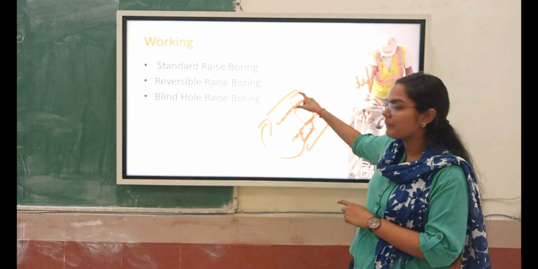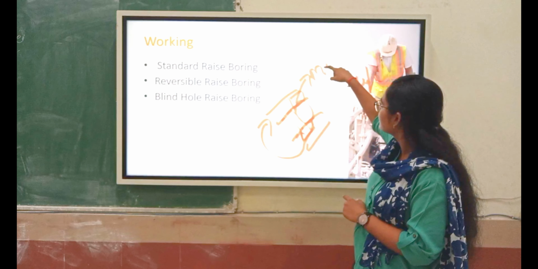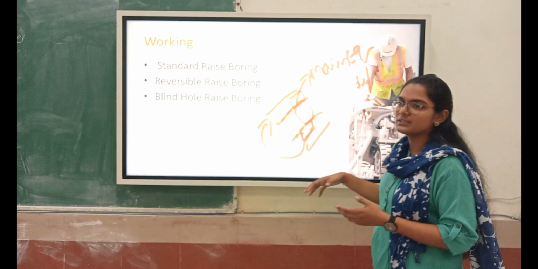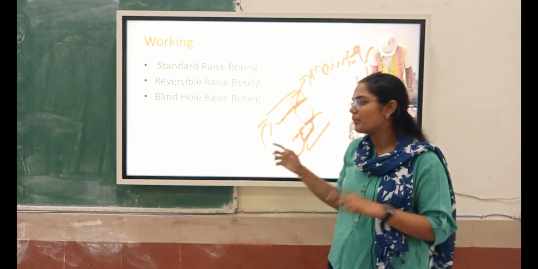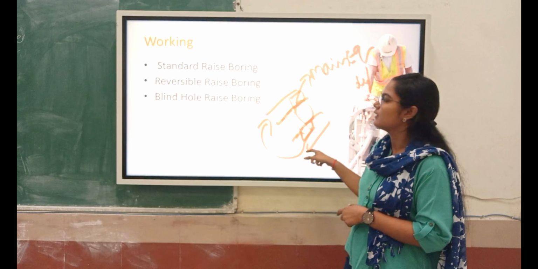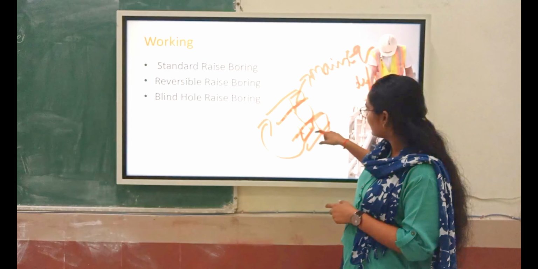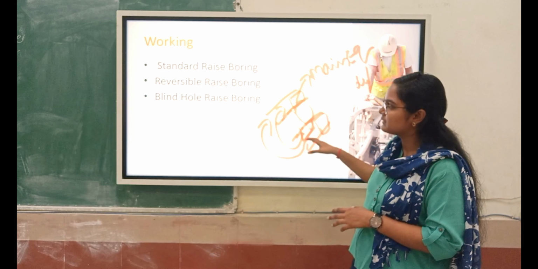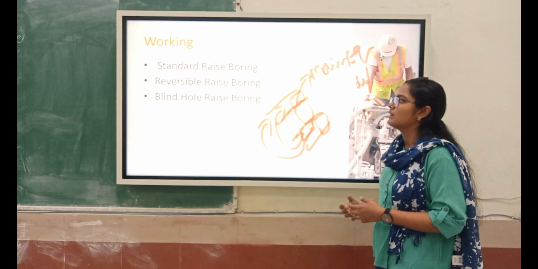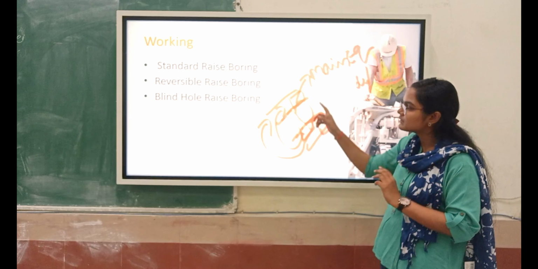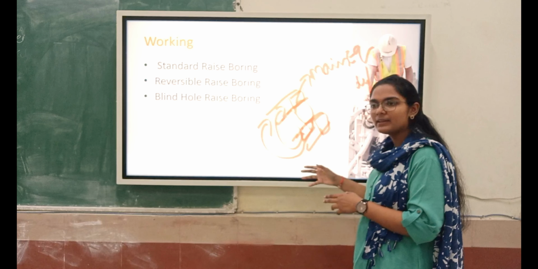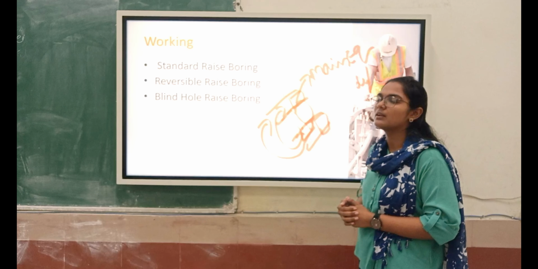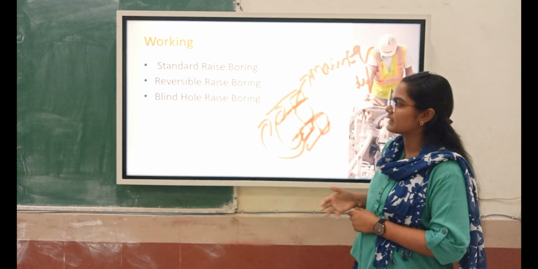This is the main equipment which is necessary for the whole process. The main equipment is placed in the underground level this way, and the reamer is upward, in the upper level. This way the reverse raise boring will be done. The main thing is the equipment, which will be placed in the underground level. Yeah, this is all about reverse raise boring.